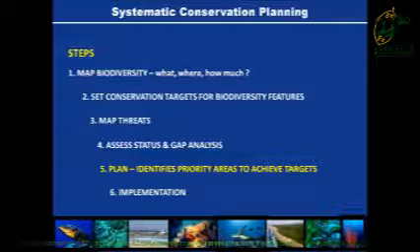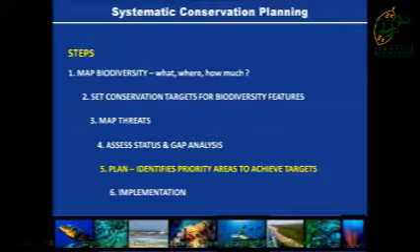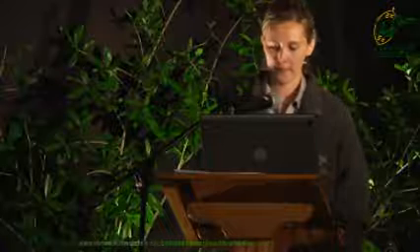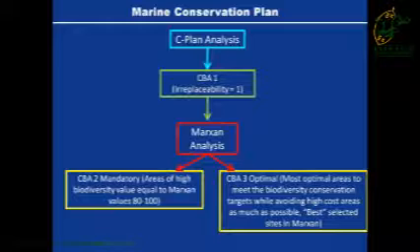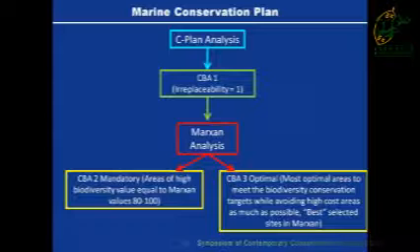Lastly, this calls for the conservation plan in order to identify the priority areas where we need to actually achieve these targets. The Marine Conservation Plan is a two-tiered process. We did a C-Plan and a Marxan analysis, and this was to align our conservation planning outputs with the bioregional planning development guidelines, and in order to come up with our critical biodiversity areas map.